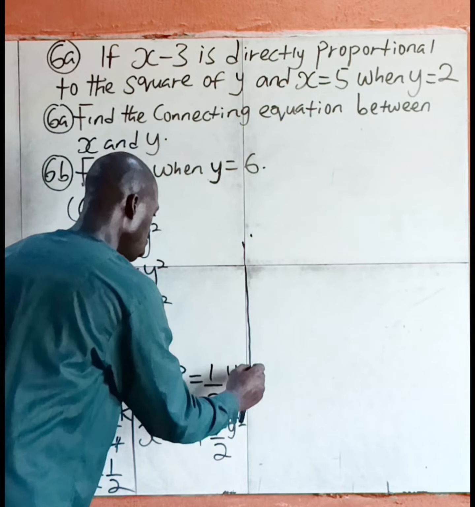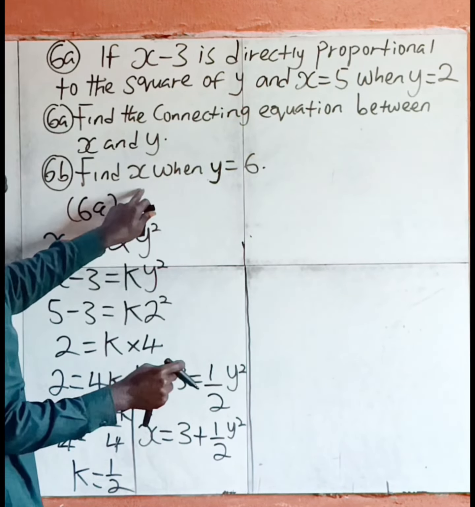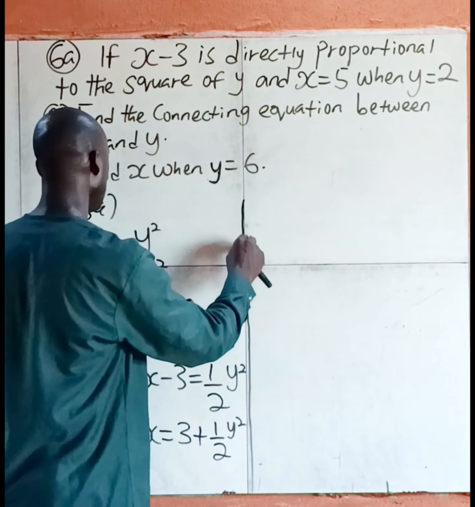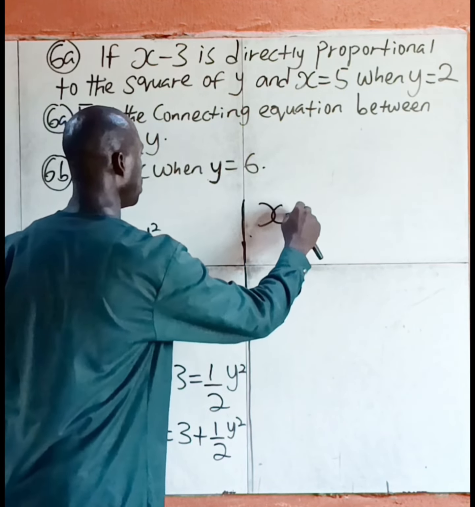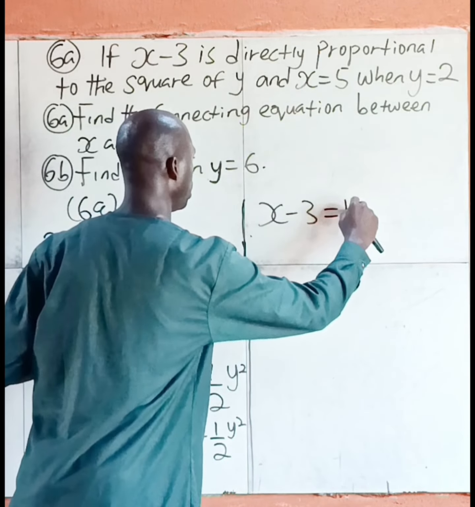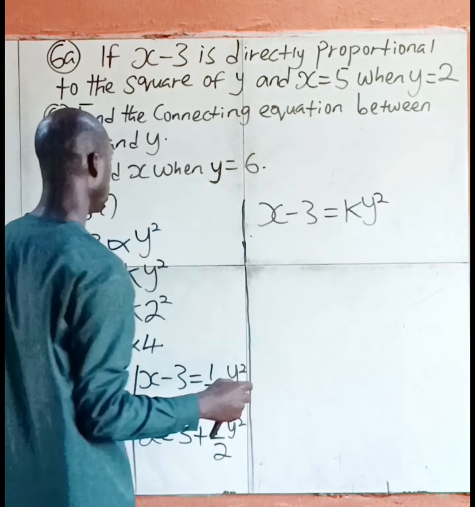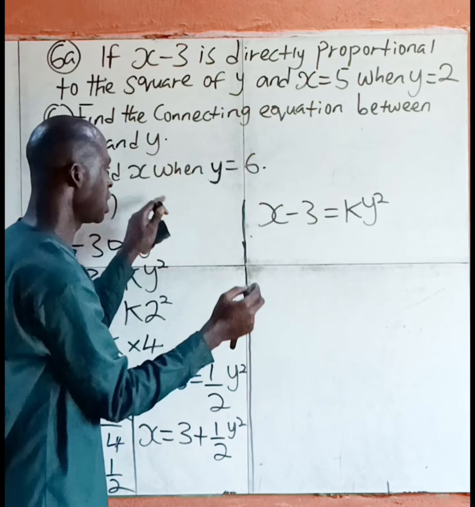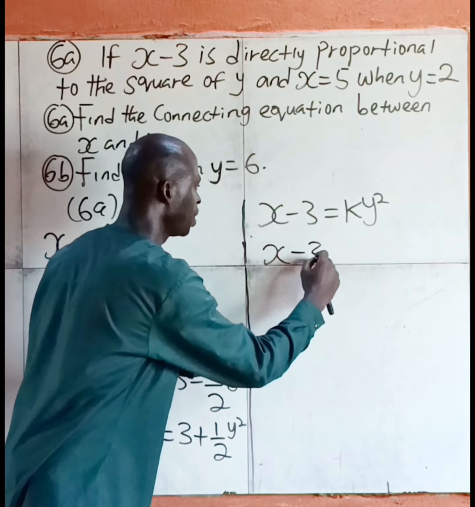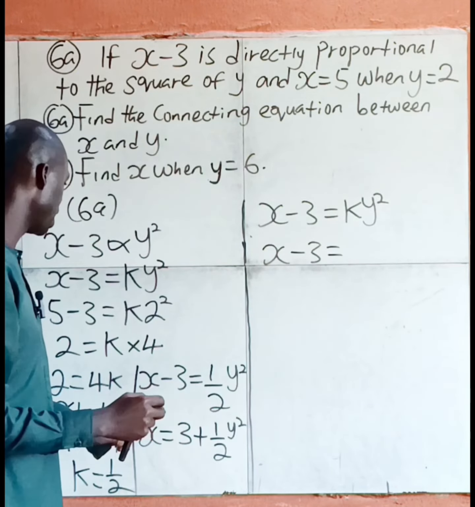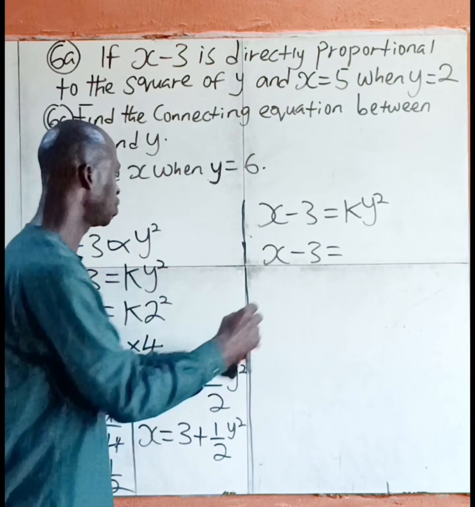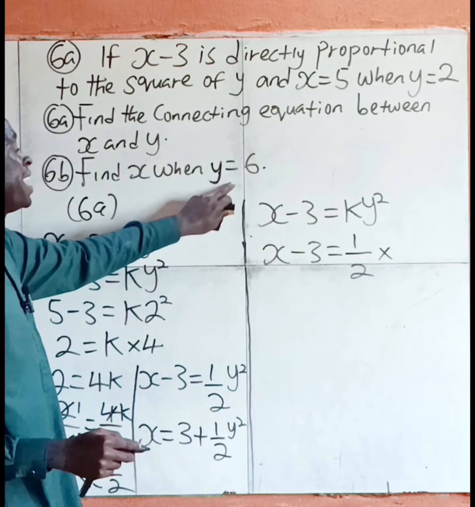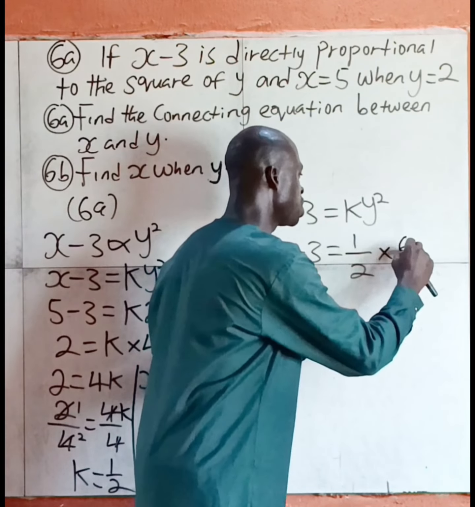To solve problem 6b, the next thing I'm simply going to do again is find x when y equals 6. I'm going to go back to this formula I've already generated. So I will say x minus 3 is equal to k y squared. Now, did they give us x? Did they give us any value for x? No, I'm going to repeat the x. So this will be x minus 3 equal to, do we have a k? Of course we do. We have k as 1 over 2. So I'm going to write the k as 1 over 2 times, did they give you y? Yes, they give us y, which is 6. So here becomes 6 squared.